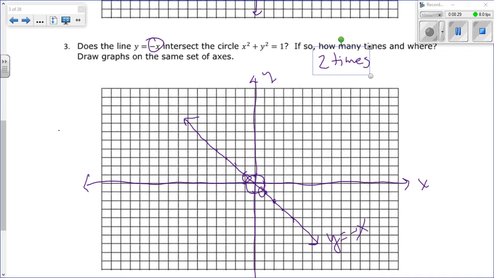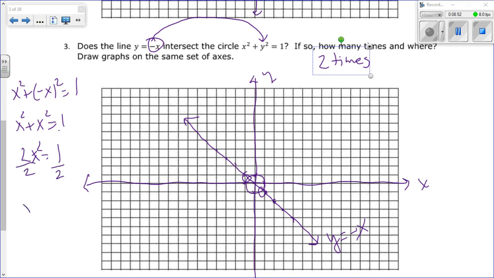So where I see a y, I'm going to put -x. So x squared plus (-x) squared equals 1. So I will have x squared plus x squared equals 1. So I will have 2x squared equal 1. So I divide by 2. I will have x squared equals 1 half.